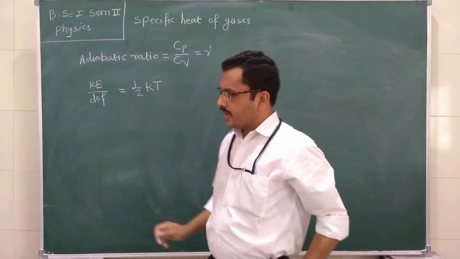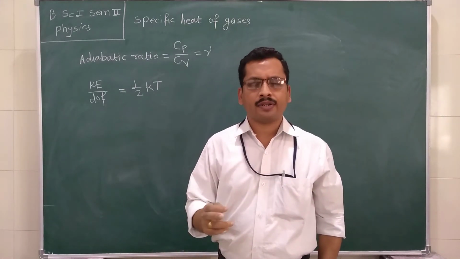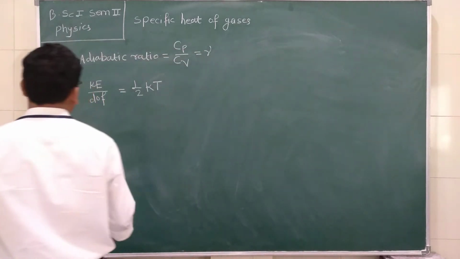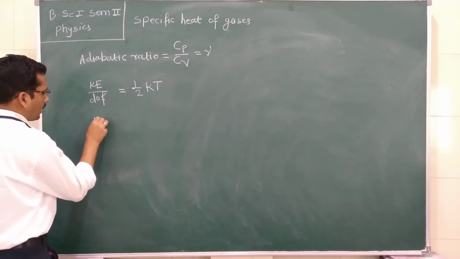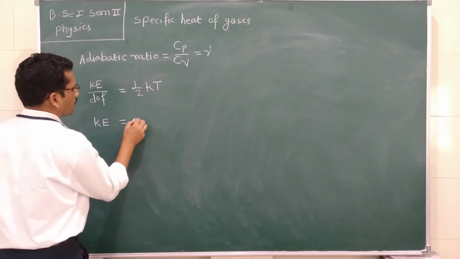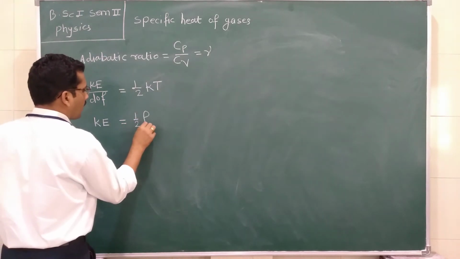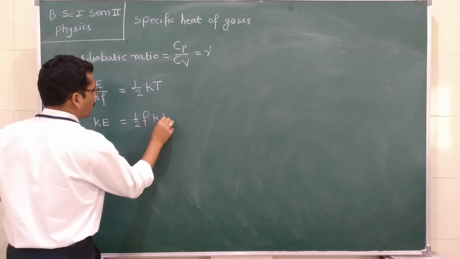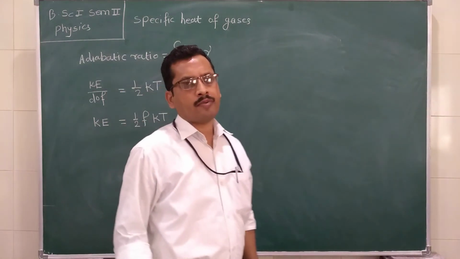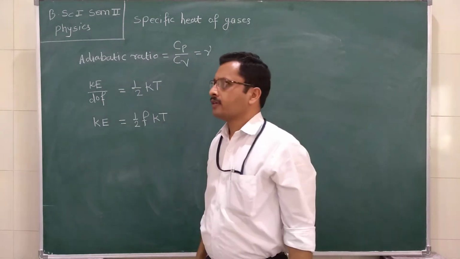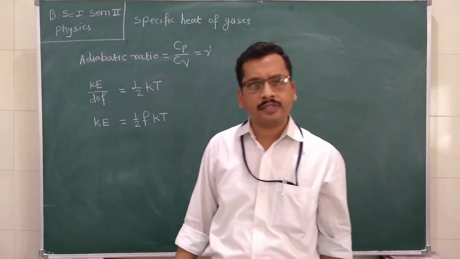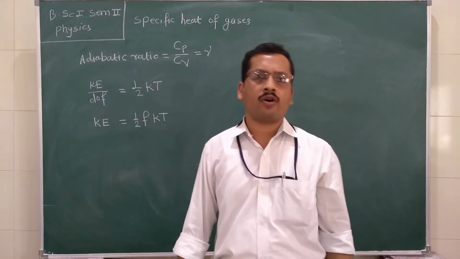Now, if there are f number of degrees of freedom for a gas molecule, then the average kinetic energy per molecule is equal to 1 by 2 f multiplied by kT. What is f? f is nothing but the number of degrees of freedom. So this is applicable for 1 molecule of gas.